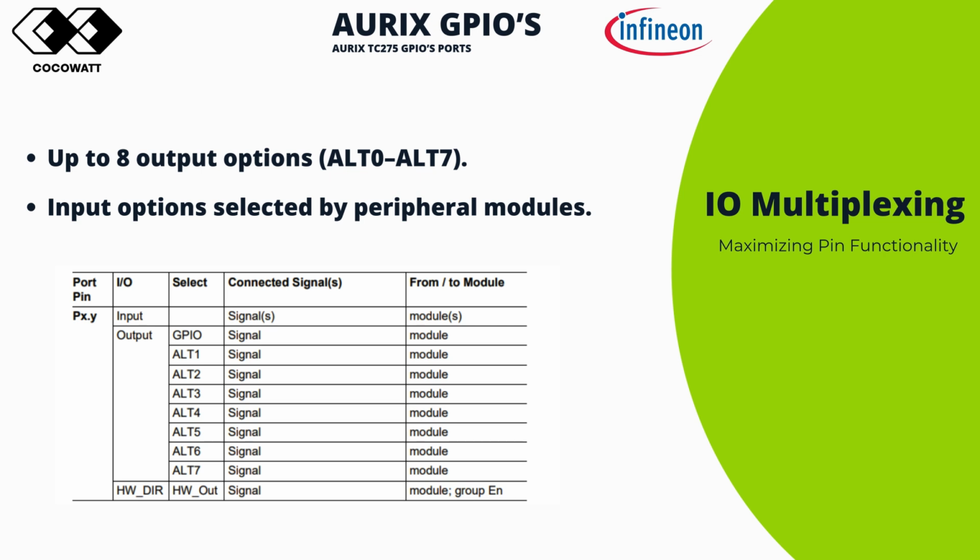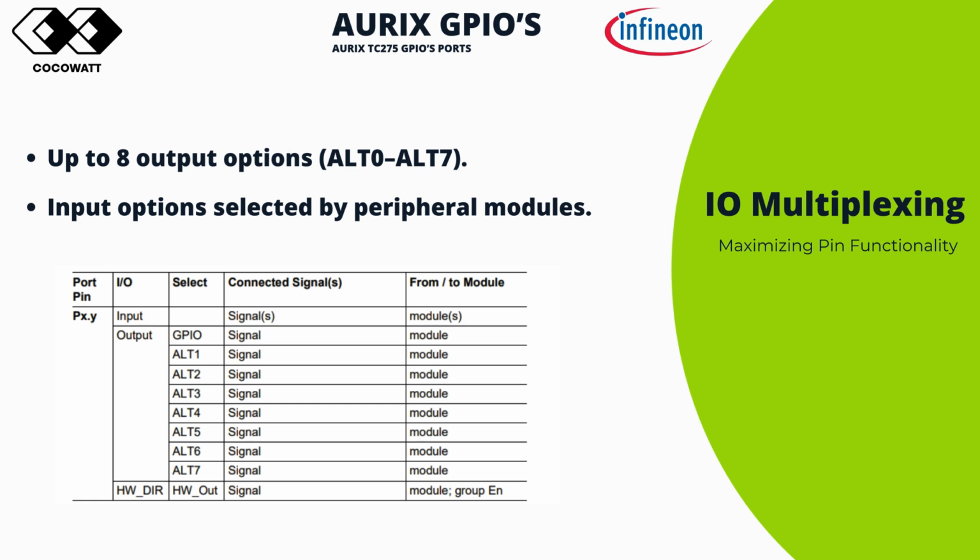Imagine you are building an electric motor vehicle. One pin can output PWM signals to control the motor speed. Another pin can be configured for SPI communication to interface with the temperature sensor, and another pin can be used as an input for emergency braking feedback.